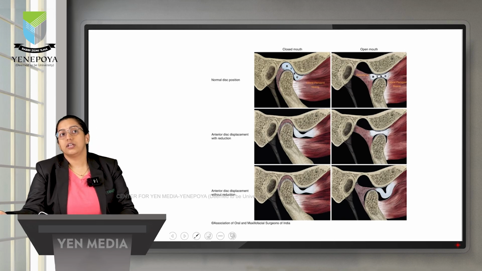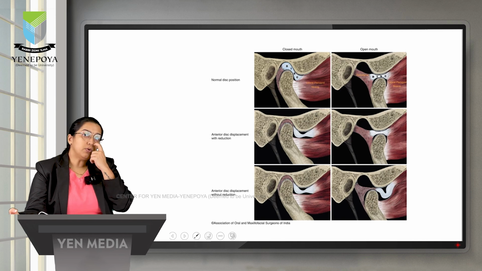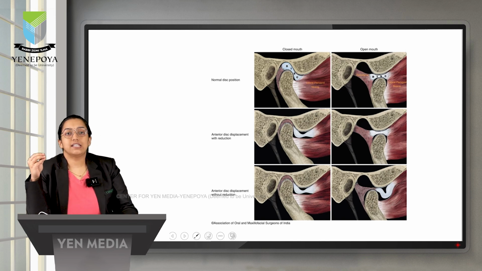open mouth position. In the second row, you can see anterior disc displacement with reduction. So on closing the mouth, the disc is left behind, whereas on opening, the condyle catches up with the disc. Whereas in disc displacement without reduction, as you can see on closing and while opening, the disc does not come back to its original position.